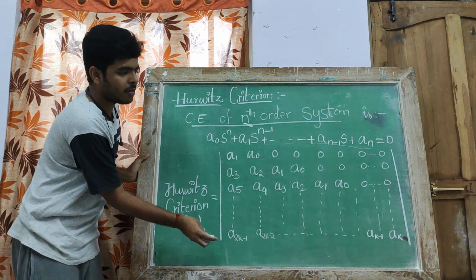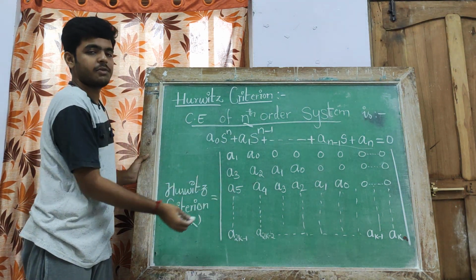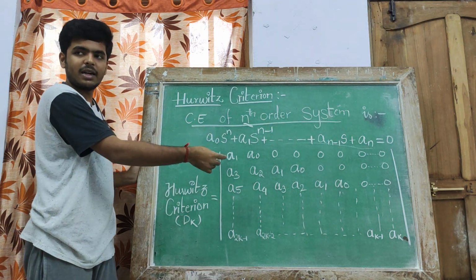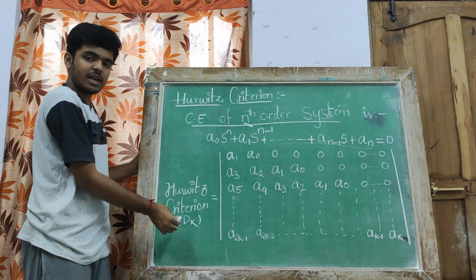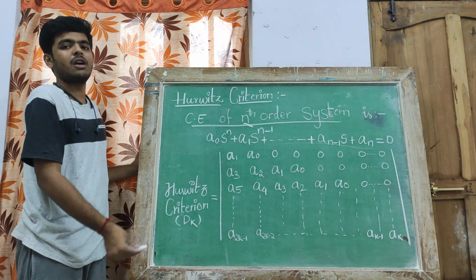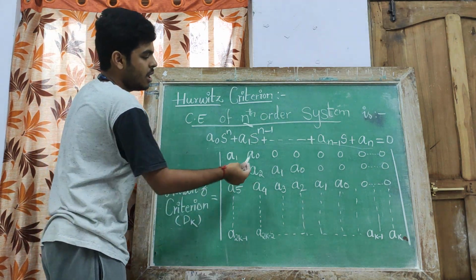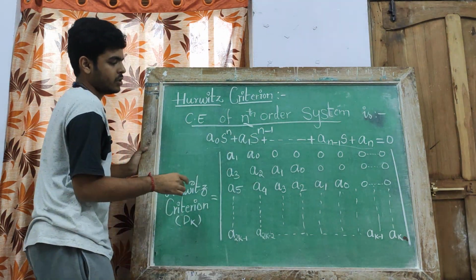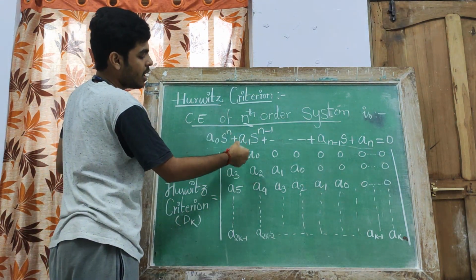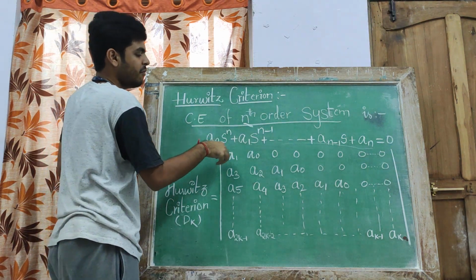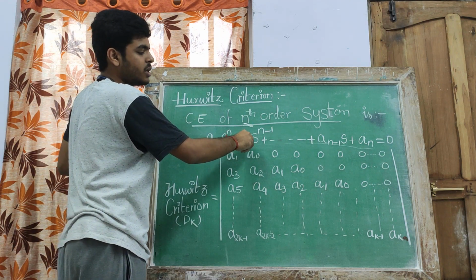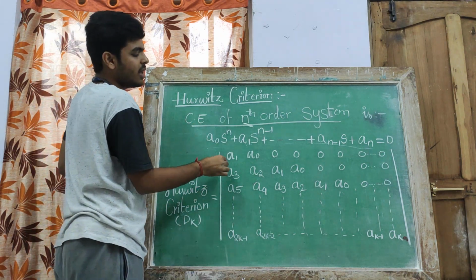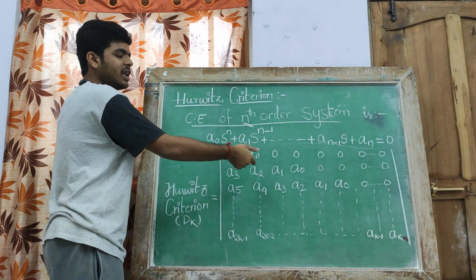So, here I am taking k rows and k columns, which is a square matrix, a kth order square matrix, and I am finding its determinant. This determinant is called the Hurwitz criterion determinant. How we plot this matrix is, first we write the even term coefficients. If this is the second term, which is an even term, then we take the fourth term, a3. We just take the coefficients, and then we sequentially write all the coefficients.